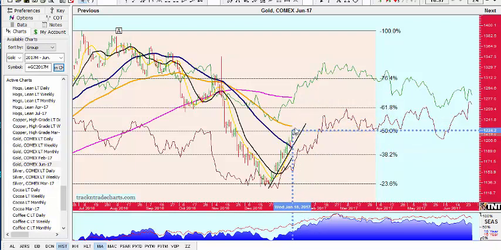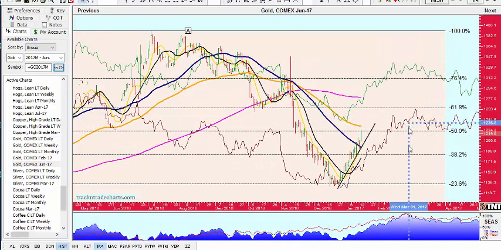So if we can get some closes above the 50%, we might get a chance to get long, especially if we come back down here and retest this trend line. Now, if we don't hold these levels, we could roll back over for further weakness. Seasonally, we point higher.